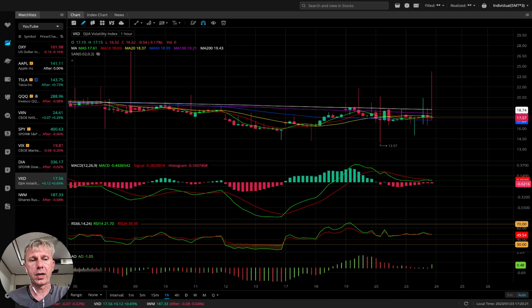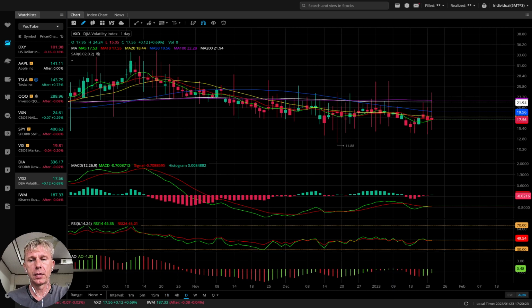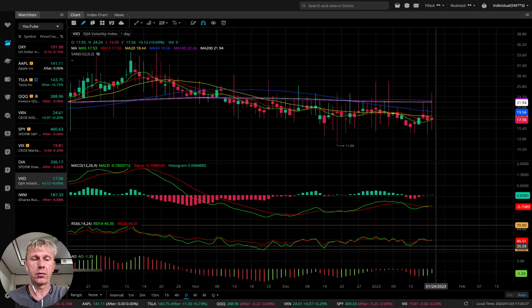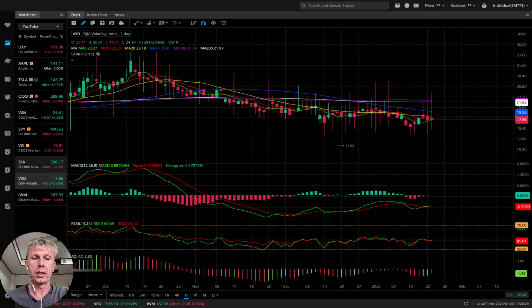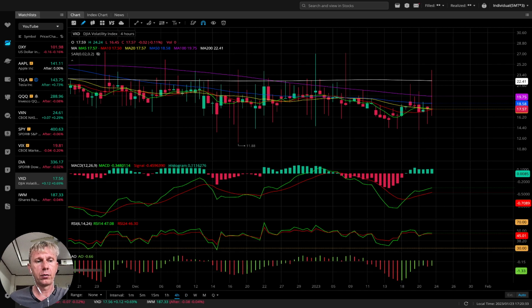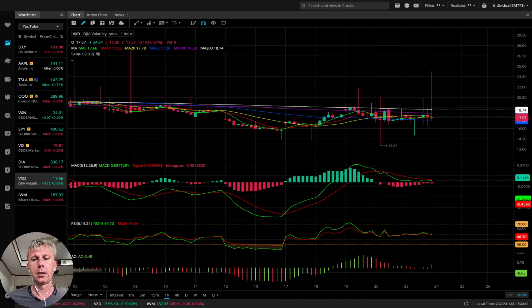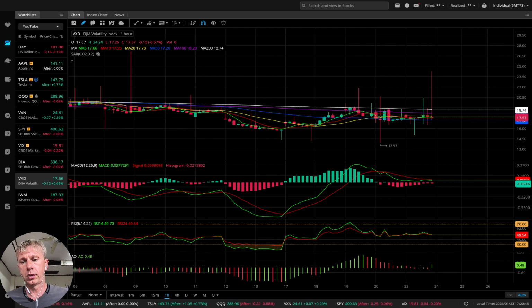On daily time frame, it's ready for bullish. It's bullish on daily time frame for VXD, and it's ready for bearish for Dow. Bullish for VXD, bearish for Dow. 4 hours, bullish also on all indicators, bearish for Dow. And 1 hour, it's bullish for VXD and bearish for Dow.